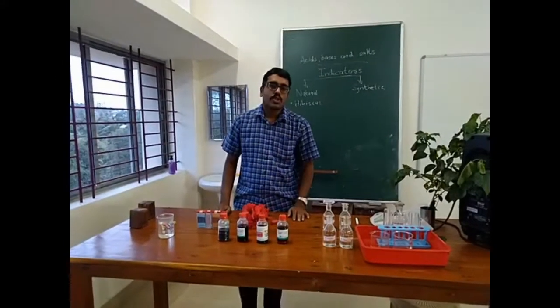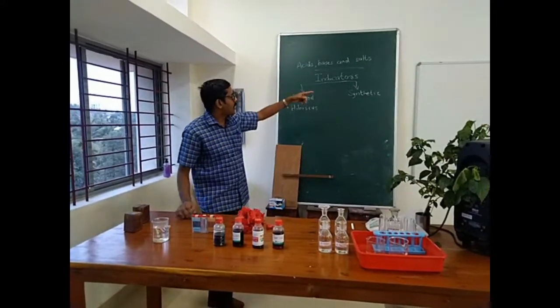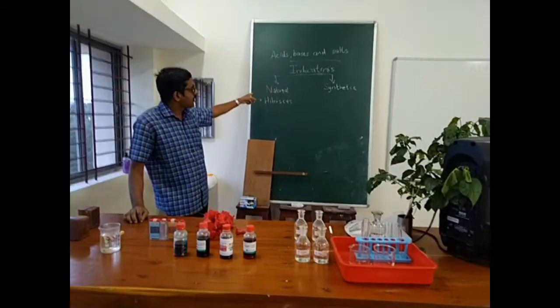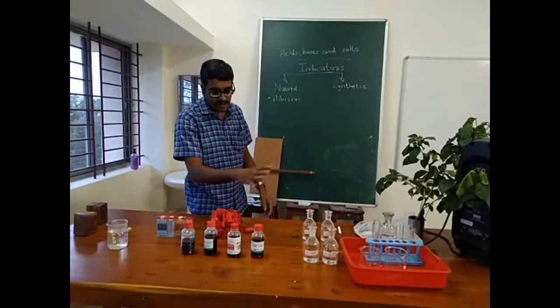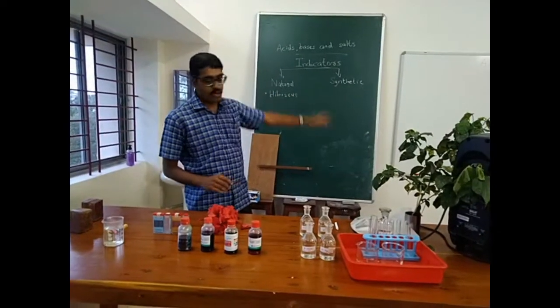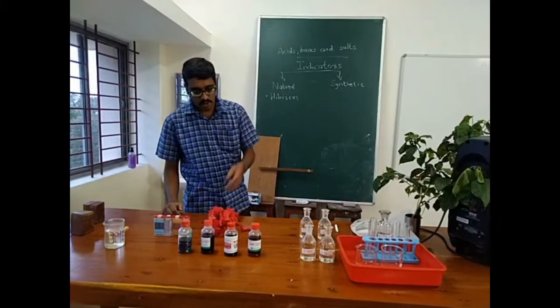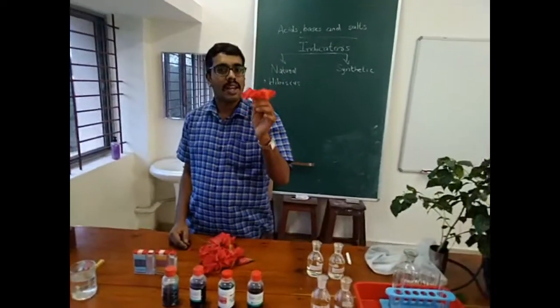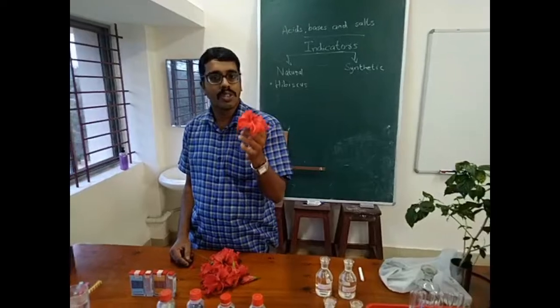Namaste all. Today we are learning a topic, indicators, acid, base and salt indicators. Now we are having indicators with us, natural indicators and also synthetic indicators. First we are going with the natural indicator. Hibiscus is an example of a natural indicator. This is also called China rose.